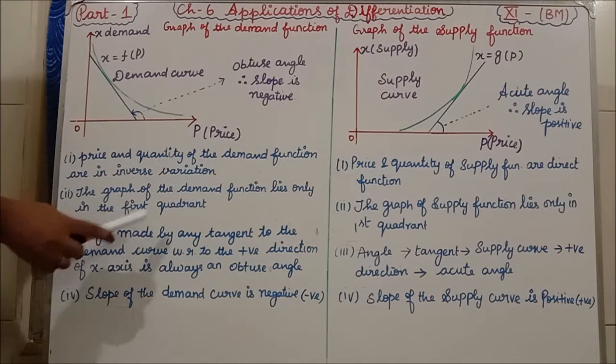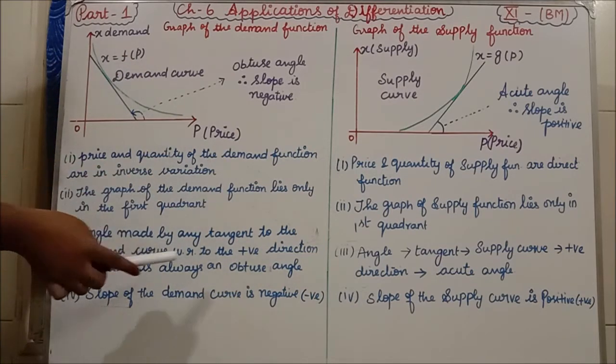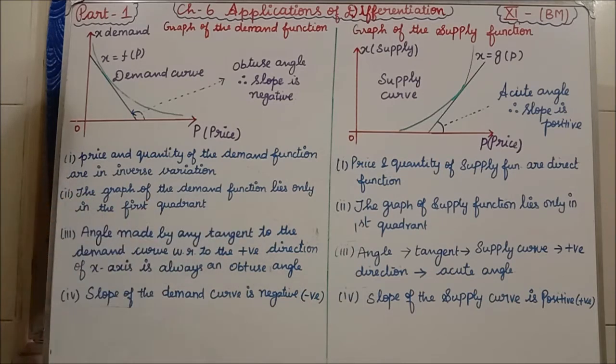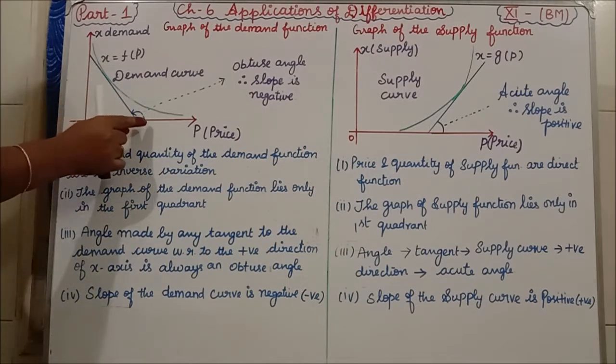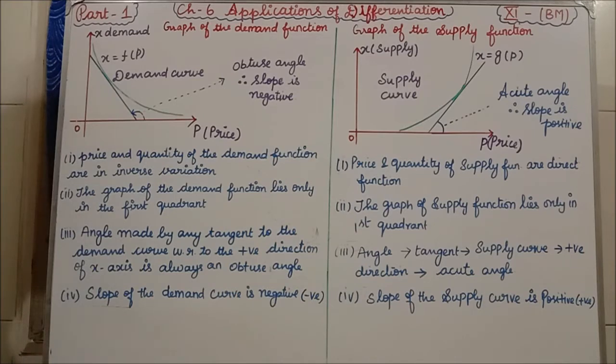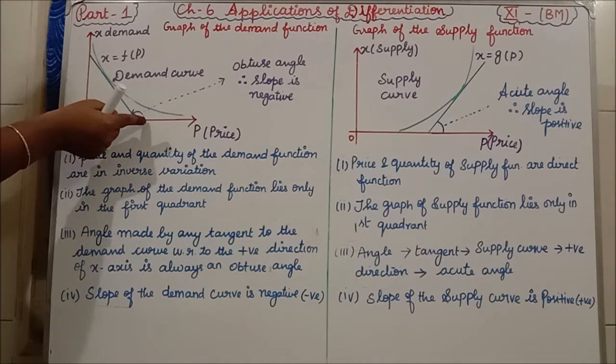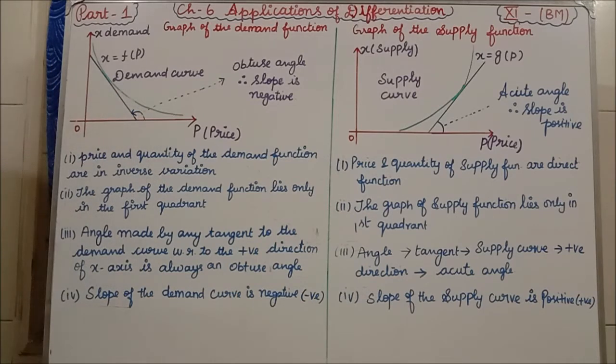Okay, the angle made by a tangent to the demand curve with the positive direction of the x-axis is always an obtuse angle. I have written this. See, when we say angle, you have to go in the anti-clockwise direction only. From the x-axis to the tangent you draw the angle, and it should go in the anti-clockwise direction.